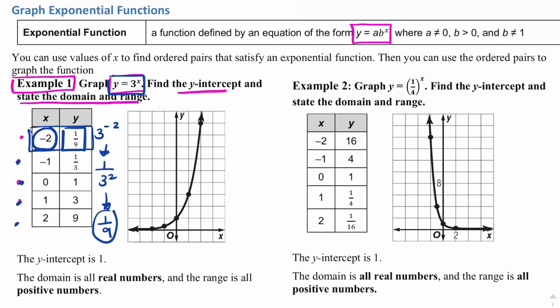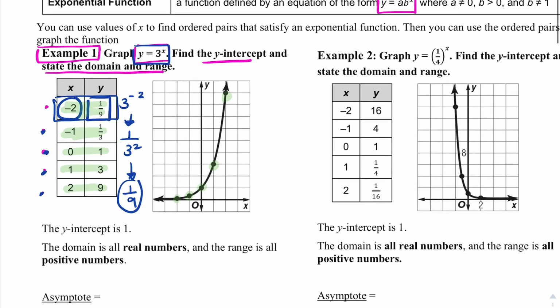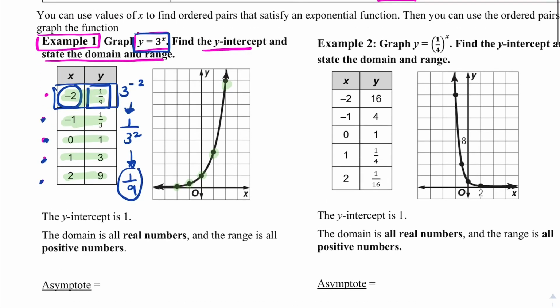Then once you've got all of those, you take each of those ordered pairs. So in this example there are 5, and then you plot them on the graph like you would with any other graphing problem, and then you put a smooth exponential curve on your graph. Now, if we look carefully and we answer the questions, the first question was what was the y-intercept? The y-intercept can be found either by looking at the table, 0, 1, or by looking at the graph. There it is, the y-intercept is 1.